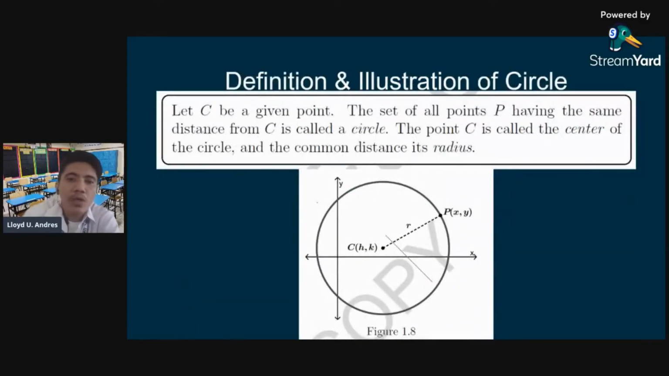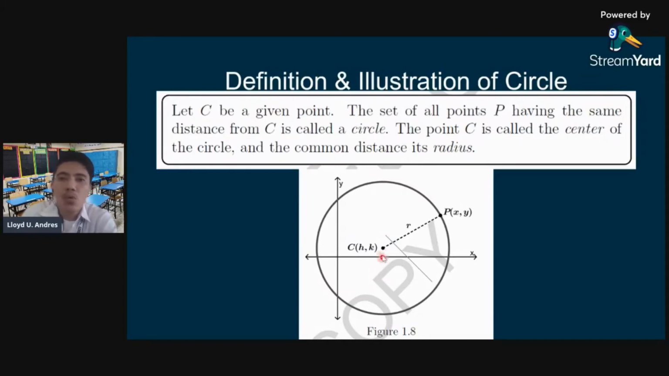Because if we let C be a given point, this one, with coordinates h and k, the set of all points P having the same distance from C is called a circle. The point C is called the center of the circle, and the common distance is its radius. So this is the formal definition of our topic, which is circle. When you say circle, it is the set of all points having the same distance from a fixed point.